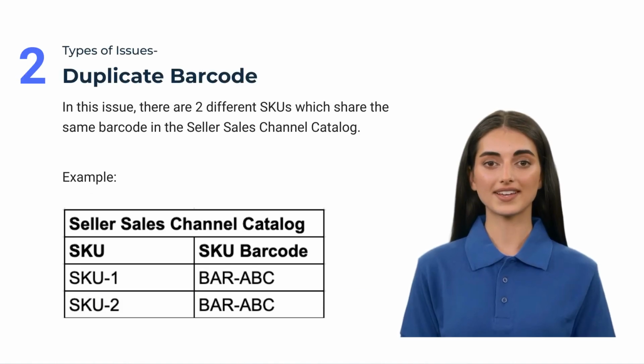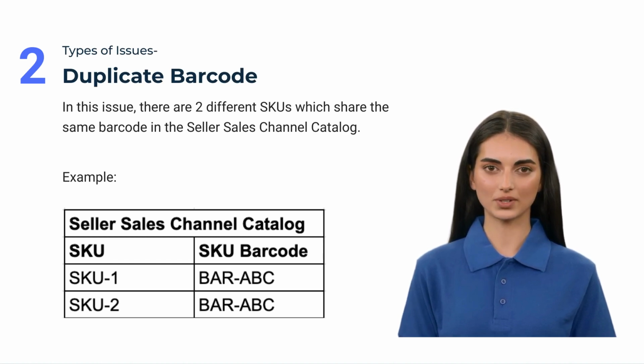Second type of issue is duplicate barcode. In this issue, there are two different SKUs which share the same barcode in the seller sales channel catalog. Let's understand this with an example.